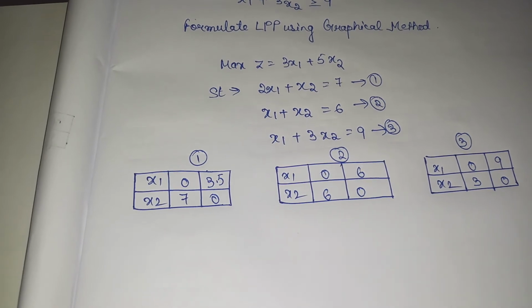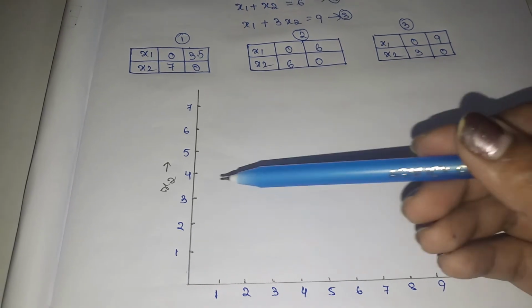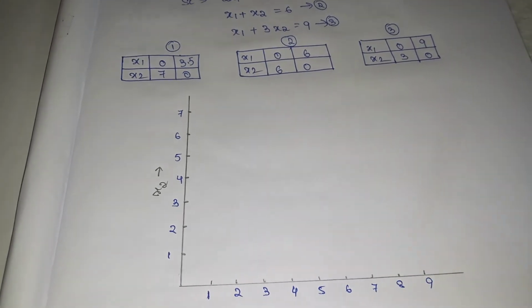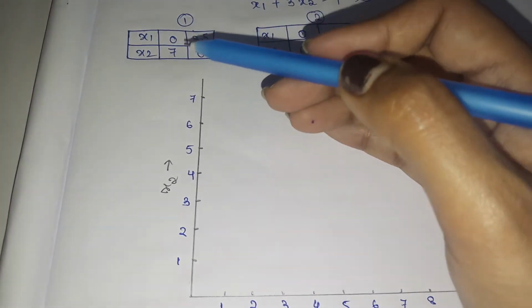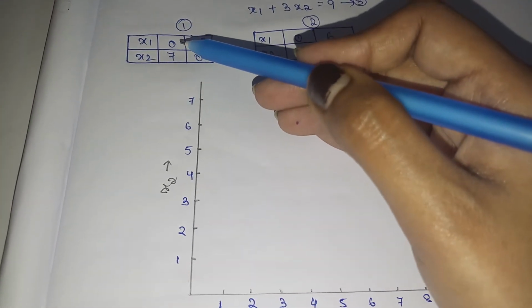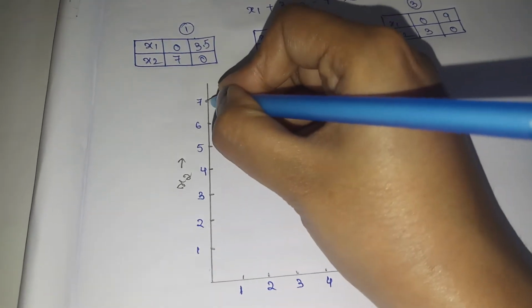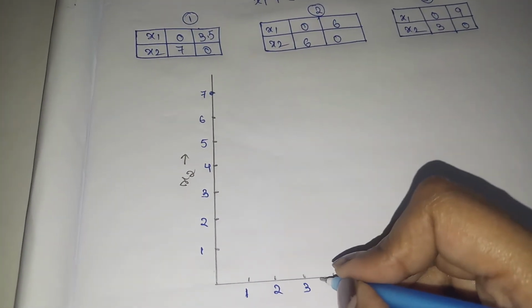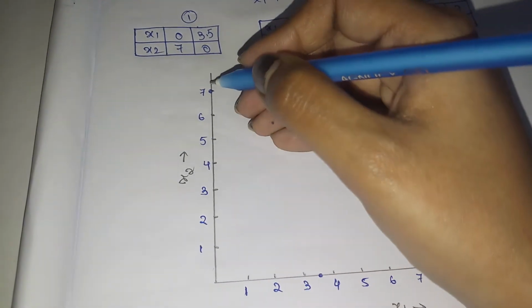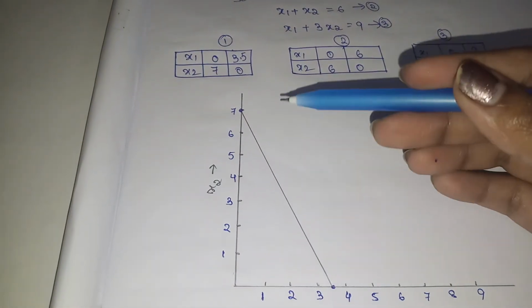Now the next step is I'm going to plot the graph. Okay guys, as you can see, I have drawn the graph. So this side is known as the x1 and this is the x2 side. Let's see the first point, that is when x1 equal to 0, x2 is 7, which means this point. When x2 equal to 0, x1 is 3.5, which means this point. So I'm going to join the 2 points. Okay, so I have drawn this.